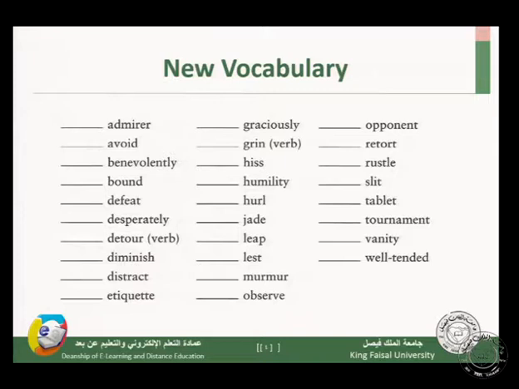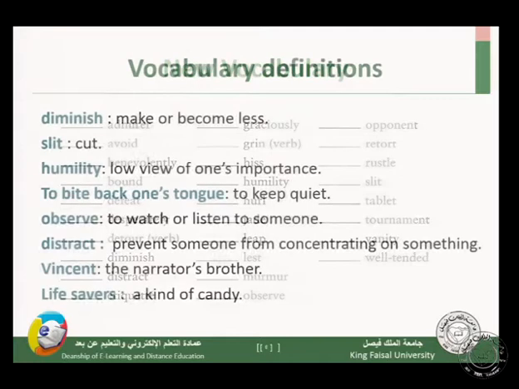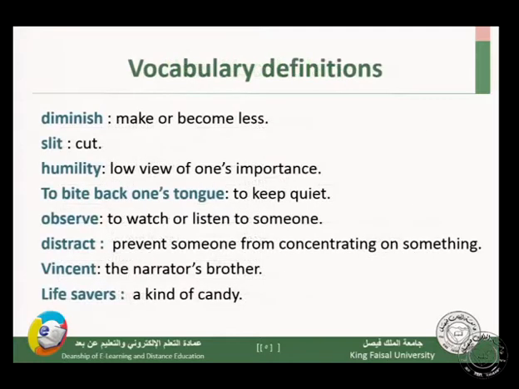Retort, when you reply, رد. Rustle is the sound that trees make when there's wind, they rustle. Slit, as we said, it's cut, so قص. Tablet, لوح. And tournament is a kind of competition, منافسة. Vanity, we said that vanity is the opposite of humility, so vanity is غرور. Well tinted, done very well. Okay, we finished the new vocabulary and we discussed the vocabulary definitions.